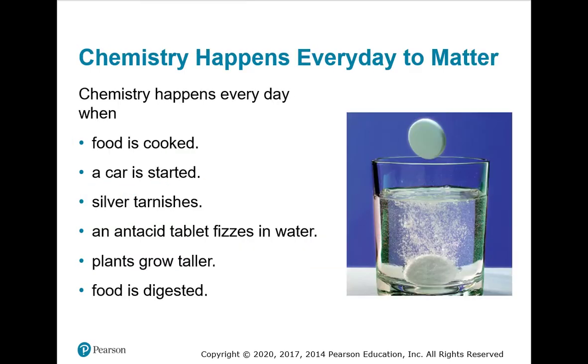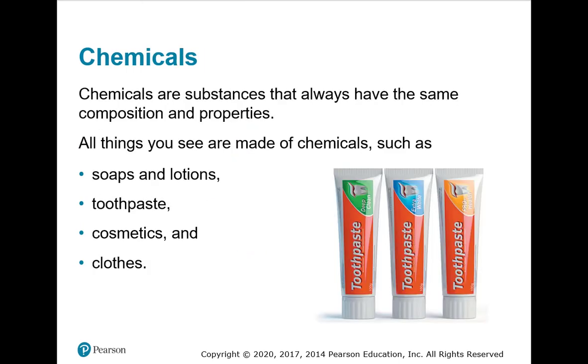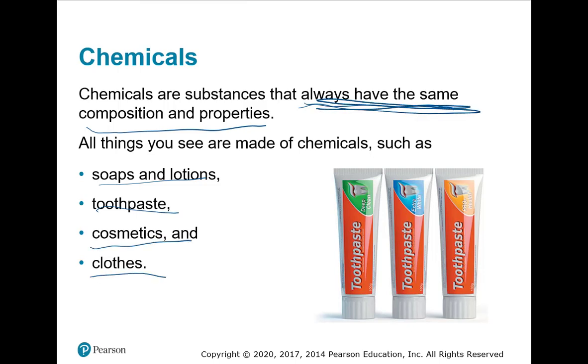Chemistry happens every day. When food is cooked, a car is started, silver tarnishes, an antacid tablet fizzes in water, plants grow taller, food is digested. Tell me one of those applies to you. Chemicals are substances that always have the same composition and properties. All things you see are made of chemicals, like soaps and lotions, toothpaste, cosmetics, clothes.